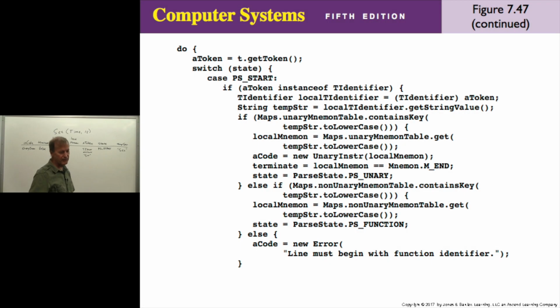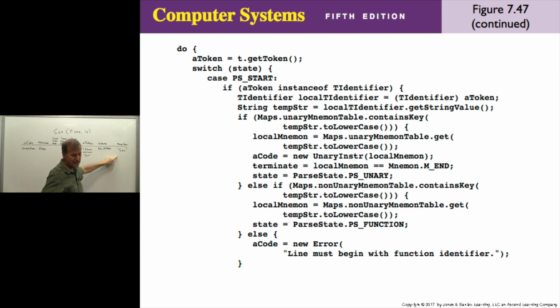All right, and now if maps.unary mnemon table contains key, and what do we have? This temp string dot to lowercase passed as an argument. So what this gets is lowercase set. Are you with me? Now, is this in our unary mnemon table map? Yes or no? No, it's not. If you go back and look at how those maps are populated, it's not, because it has two arguments. So if maps.unary contains key, no.